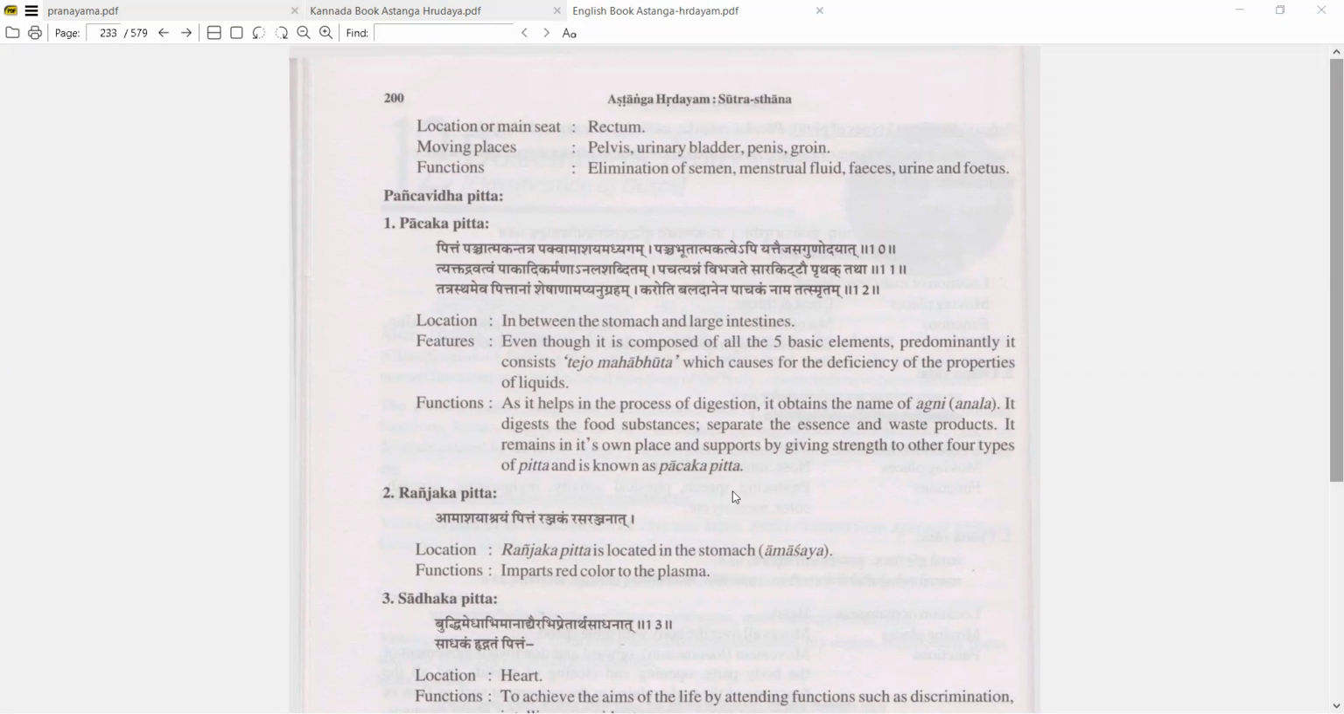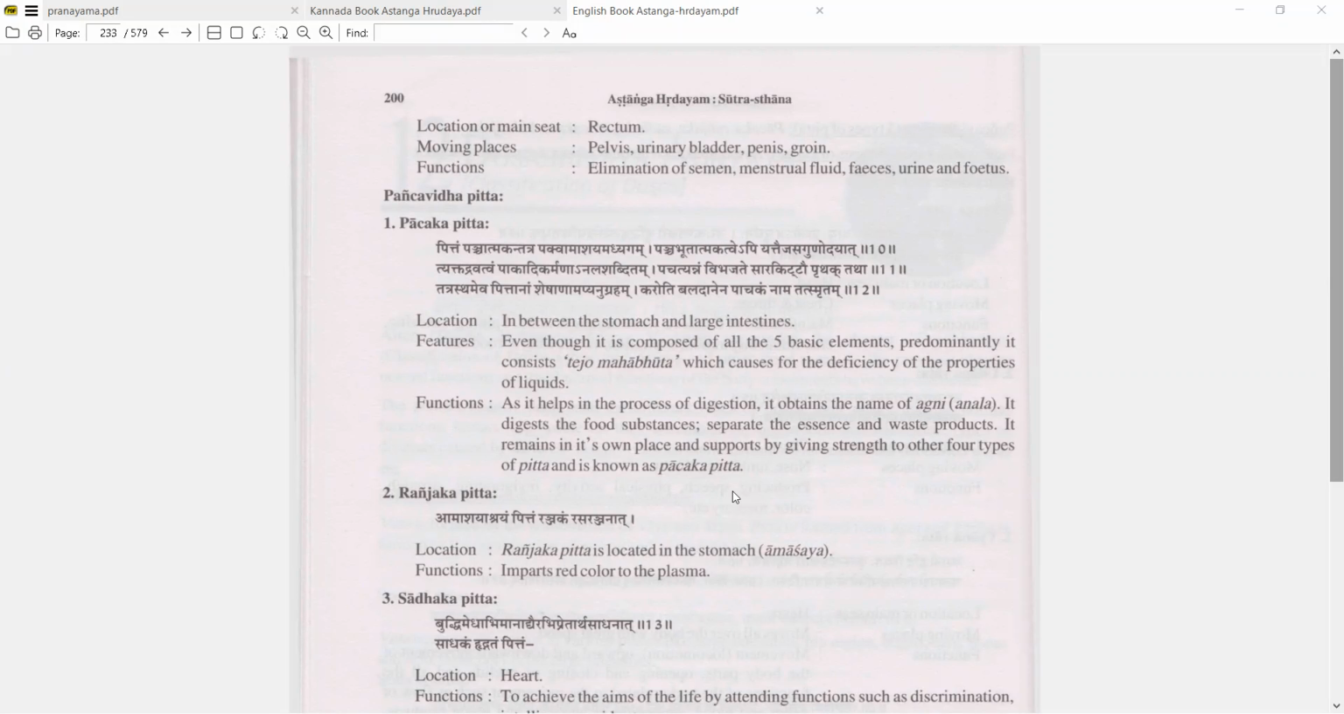Apana Vata. Location or main seat is rectum. Moving places: pelvis, urinary bladder, penis, groin. Functions: elimination of semen, menstrual fluid, feces, urine, and fetus.